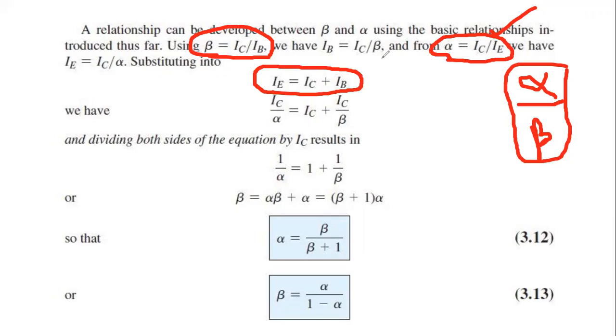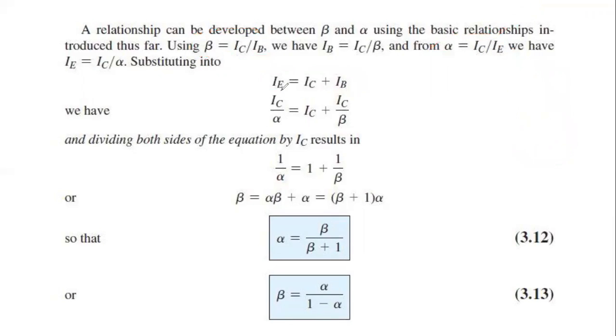So from here, in these equations, we can easily replace IE and IB in terms of IC. How? Because beta equals IC by IB, so we can just cross multiply. Beta equals IC by IB. We just learned that from here.